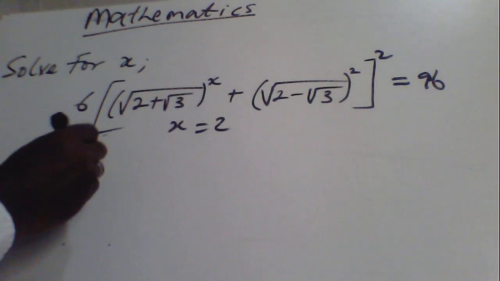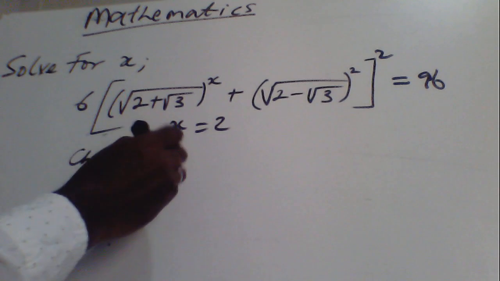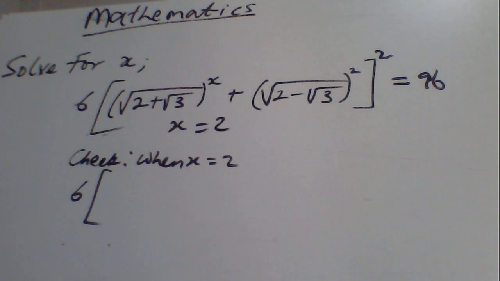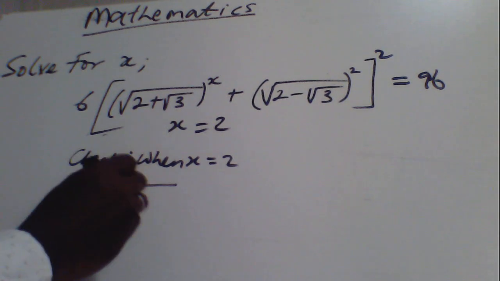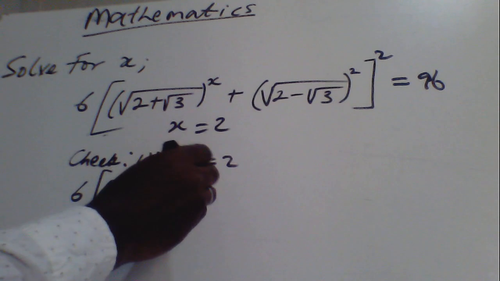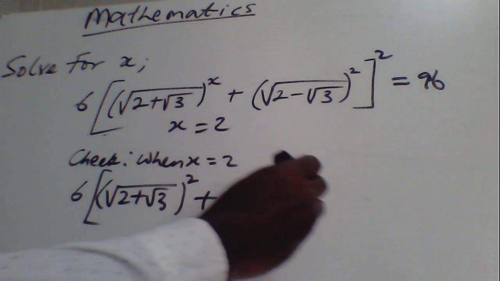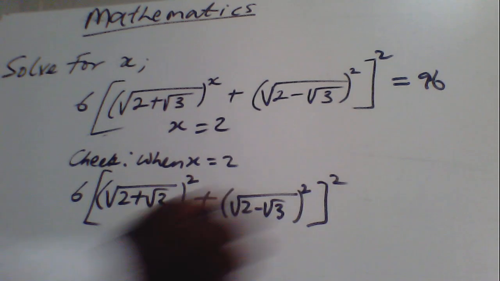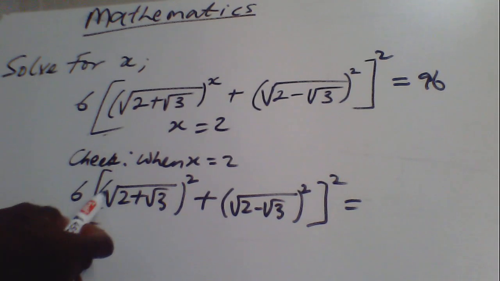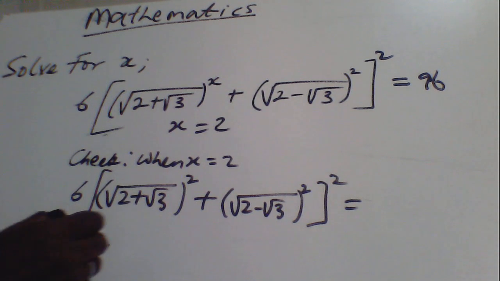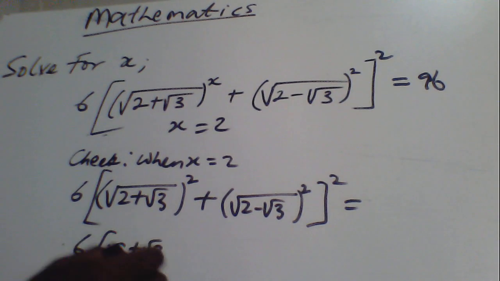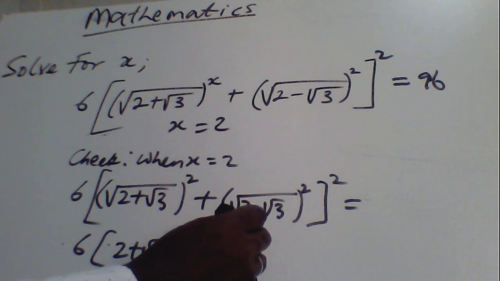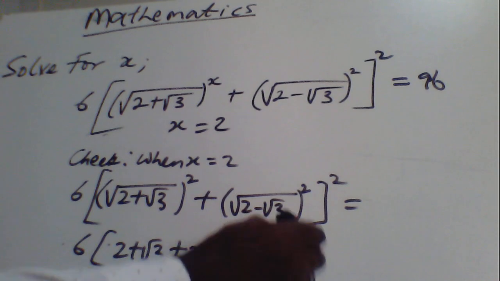So let's check our answer whether it's correct. When x is equal to 2, we have 6 in bracket the square root of 2 plus root 3 raised to power 2 plus the square root of 2 minus root 3 raised to power 2. From here, there is a square root here, there is a 2 here, so it cancels out to give us 2 plus root 3. There is a square root here, there is a 2 here, they cancel out to give us 2 minus root 3. Is it not?